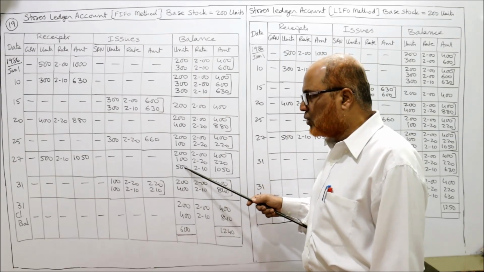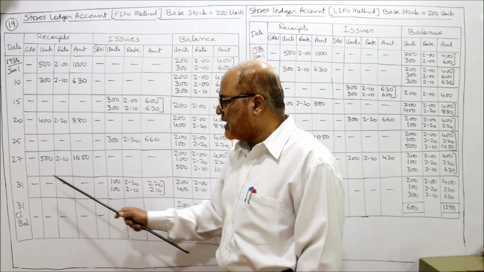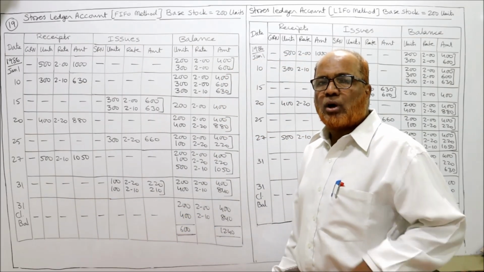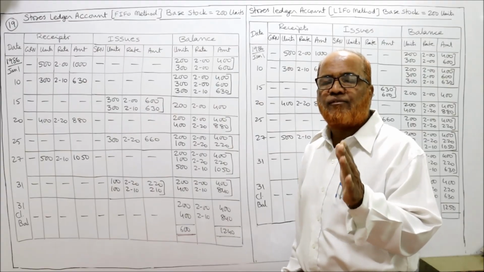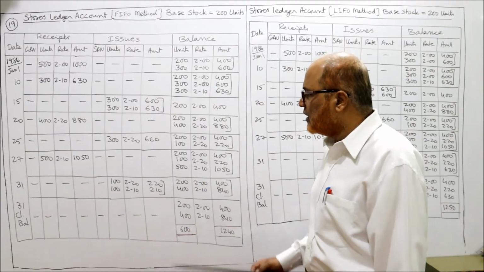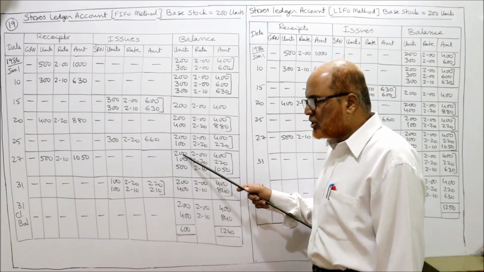One base stock and the other two stocks. Now on 30th Jan, there is an issue of 200 units. So how do we issue 200 units? We are following the FIFO method, first in, first out. Keep this base stock separate. Don't touch the base stock.